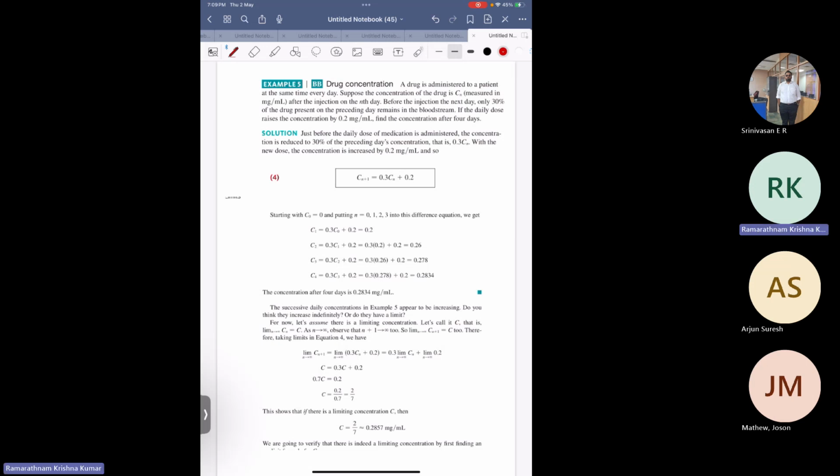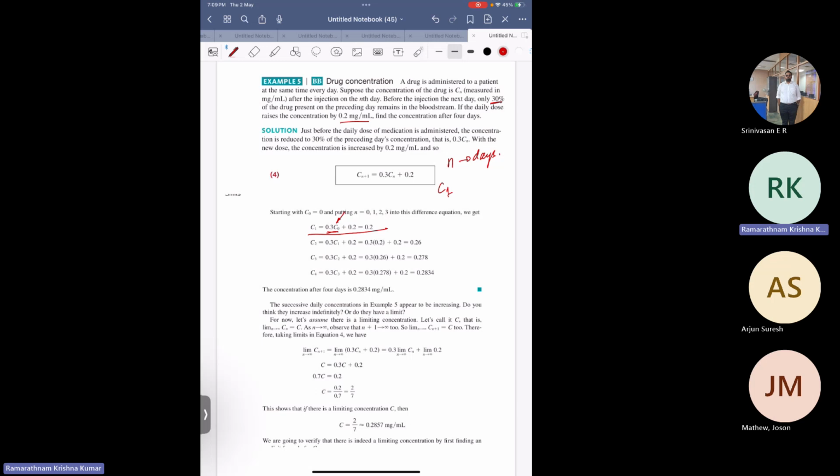Now, let us write down an equation for this. So n is days. For example, n can be the first day. So you can see that C1 is equal to 0.3 C0 plus 0.2. Why? Because 30% of the drug present on the preceding day still remains. So what you have given on the 0th day, when you started the treatment, is multiplied by 0.3. This is what is remaining in the bloodstream. Plus, on the first day, you are given 0.2.